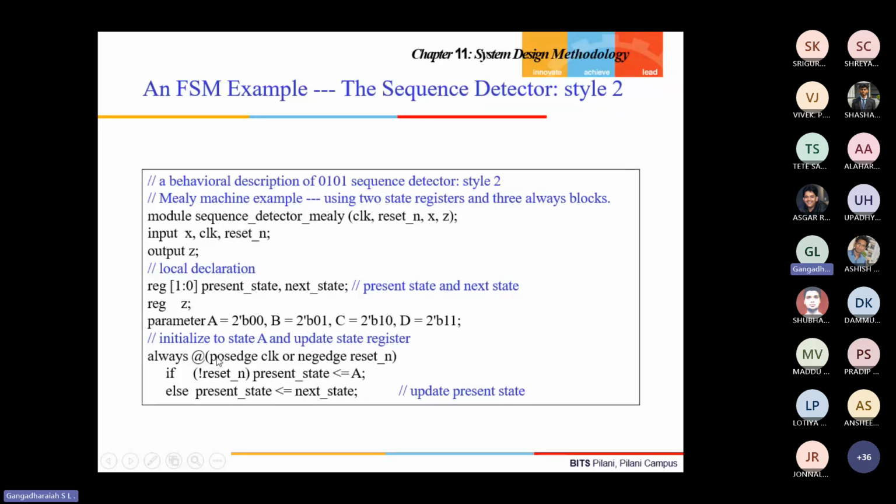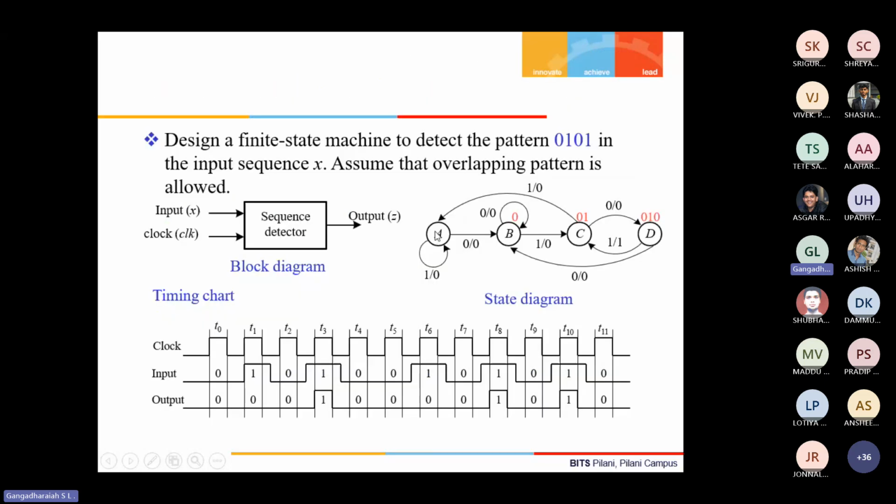So always at posedge clock or negedge reset, let us say, what I'm trying to say is, if not reset, present state is A, else present state is next state. So what does it really mean? Please understand. This is the present state, this is the next state. Now, after one clock pulse, this becomes my present state. This present state was my previous next state. Please understand, I will have to code this.